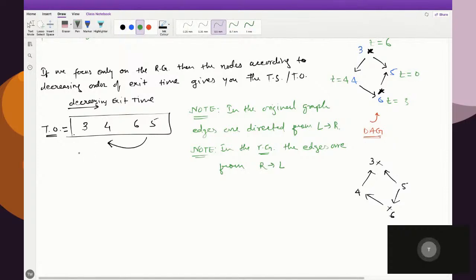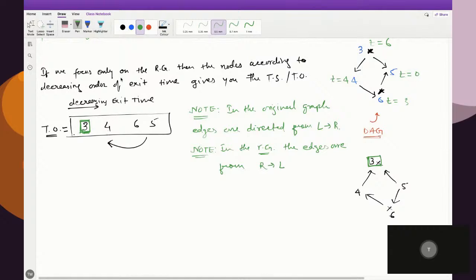Now tell me, if I start doing the DFS from this node, will it visit any new node? No, because this guy will only visit nodes which are on the left side of it, but there are no nodes on the left side of it. Therefore, whenever you do the DFS from node number 3, it will not visit any new node. It is guaranteed that it will visit only itself, right? Because there are no edges from left to right. Make sense? And this can also be seen from the graph.